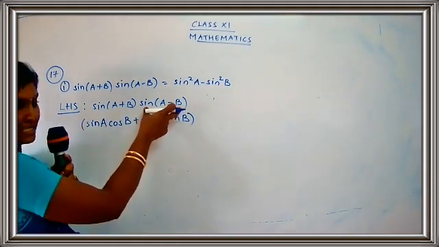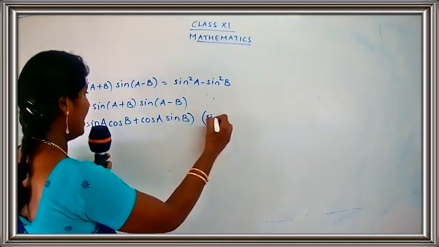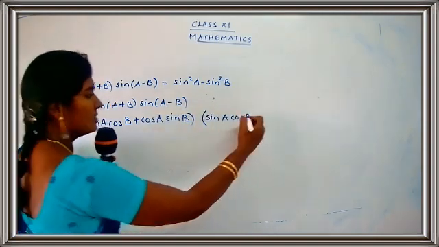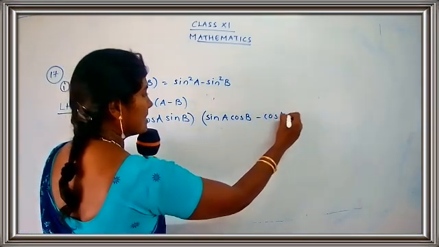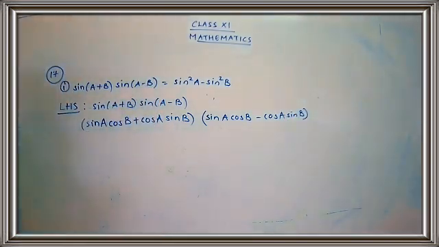I'm going to use the next identity over here. Sine of a minus b is sine a cos b, and the main sign you have to take as minus, so cos a sine b. So what do I get here? Sine a cos b plus cos a sine b, into sine a cos b minus cos a sine b.